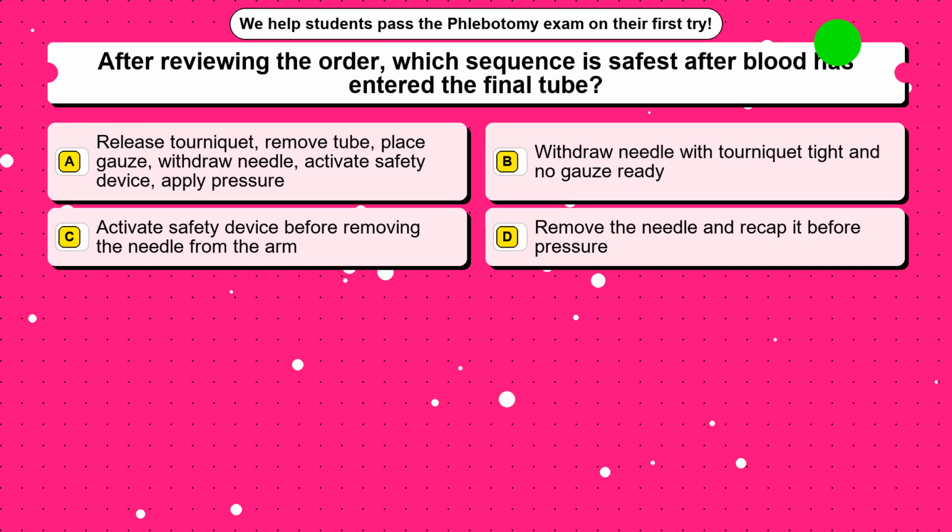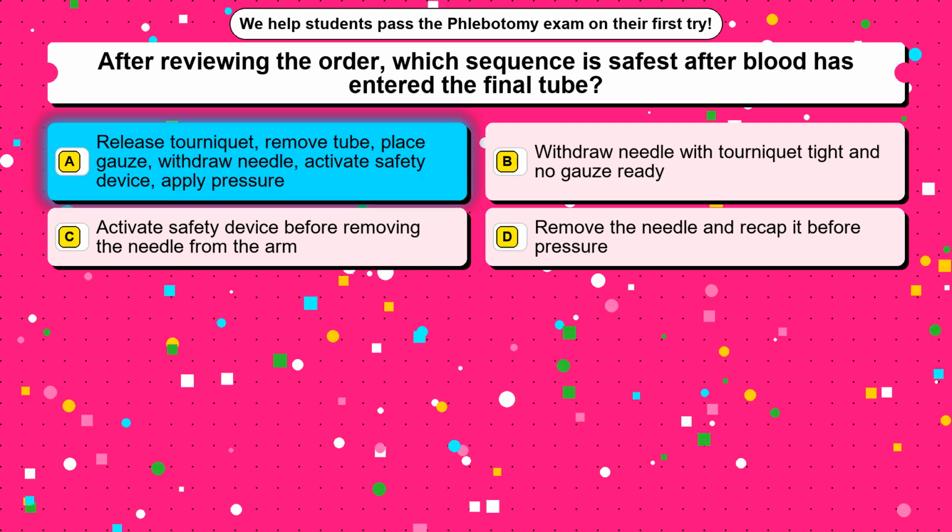Question 89. After reviewing the order, which sequence is safest after blood has entered the final tube? Option A: release tourniquet, remove tube, place gauze, withdraw needle, activate safety device, apply pressure. Option B: withdraw needle with tourniquet tight and no gauze ready. Option C: activate safety device before removing the needle from the arm. Option D: remove the needle and recap it before pressure.